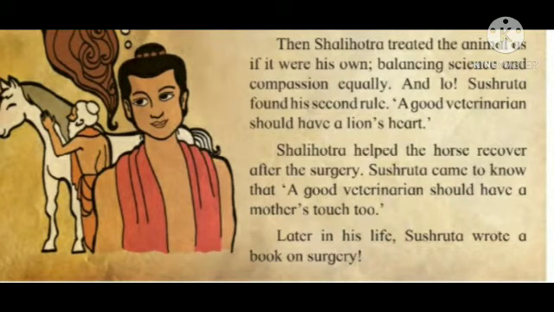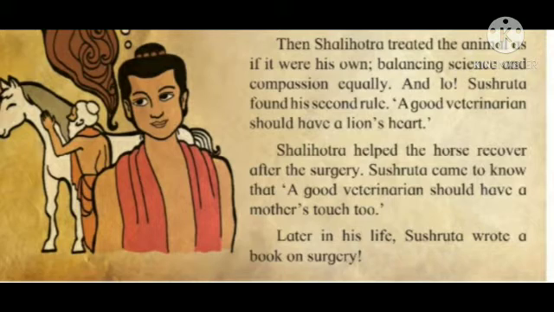Then Shalihotra treated the animal as if it were his own. Treated means regards something as being of a specific nature. So here Shalihotra treated the animal as if it were his own, balancing science and compassion. Now what is meant by compassion? Compassion means a strong feeling of sympathy for those who are suffering from injury. So here Shalihotra was taking care of the animal very nicely by balancing science and compassion equally.